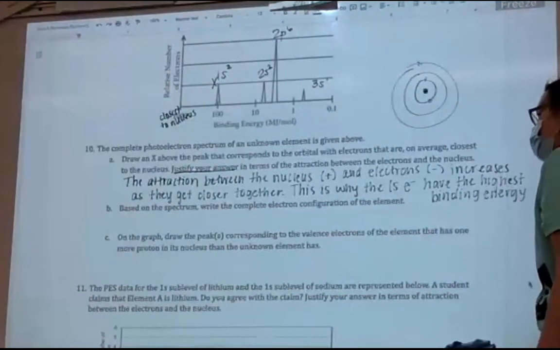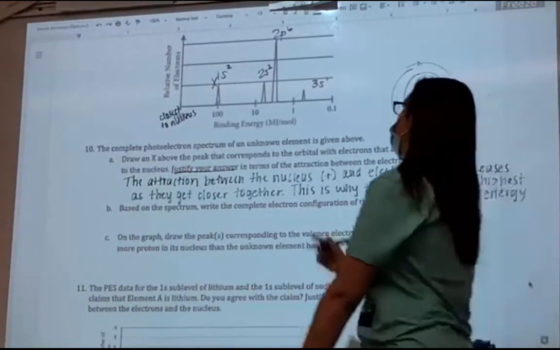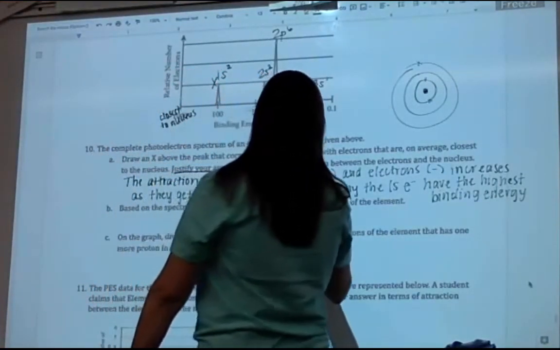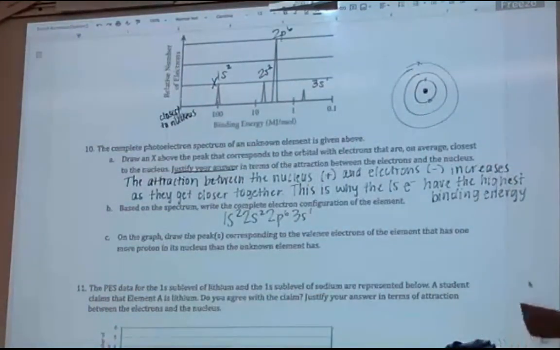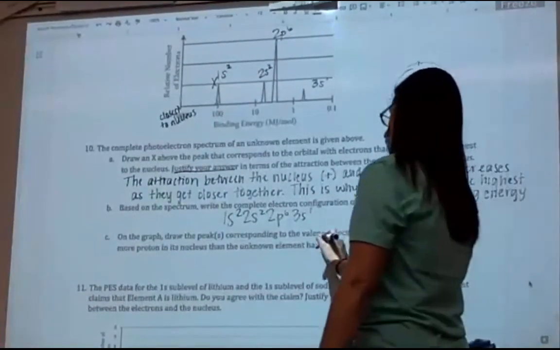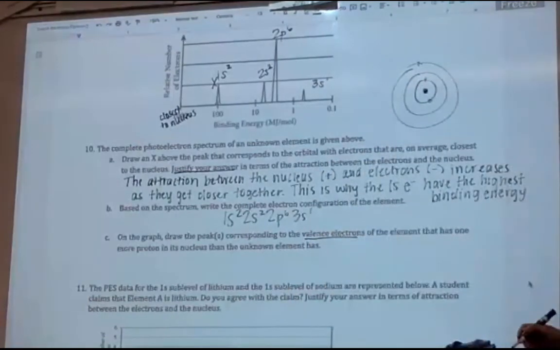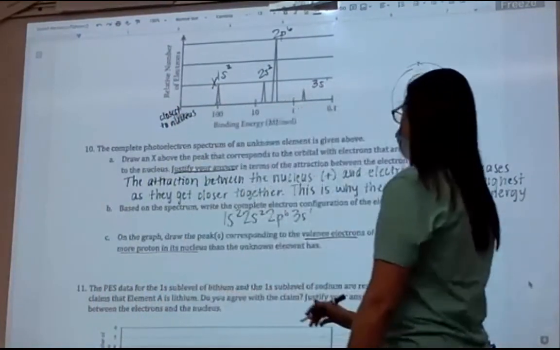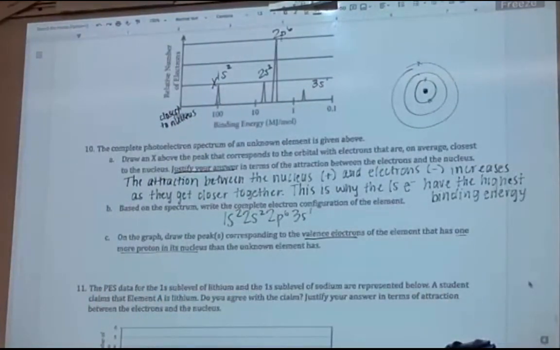So part B, based on the spectrum, write the complete electron configuration. Well, this is why labeling the peaks is useful, because we already wrote the configuration. And then part C, on the graph, draw the peaks corresponding to the valence electrons. So I know now I'm going to be working with valence electrons, so the outermost electrons, of the element that has one more proton in its nucleus than the unknown element has.